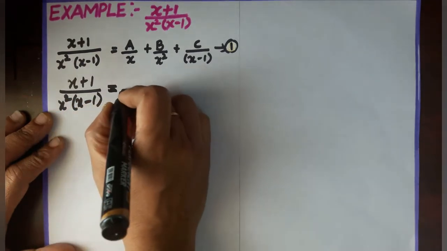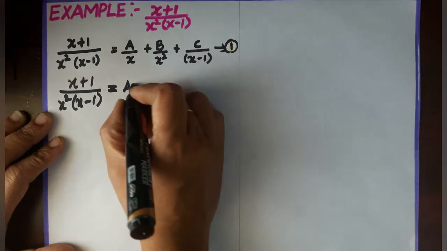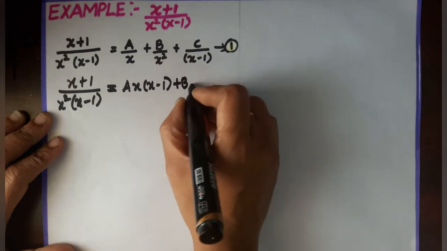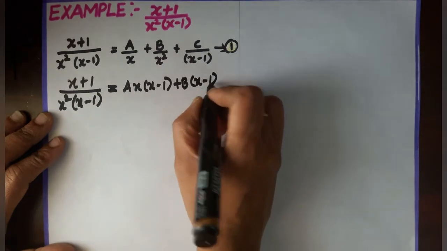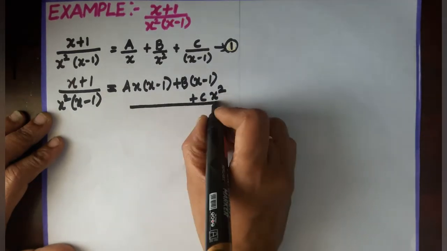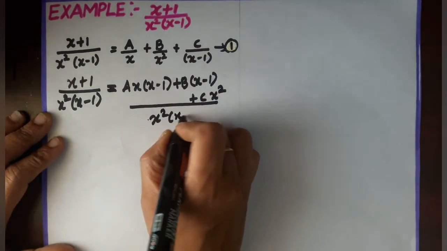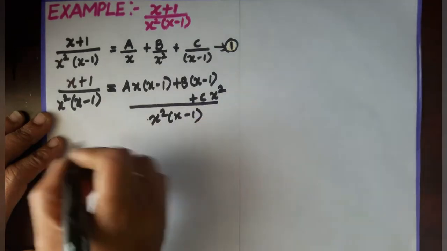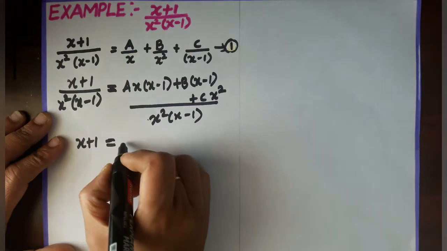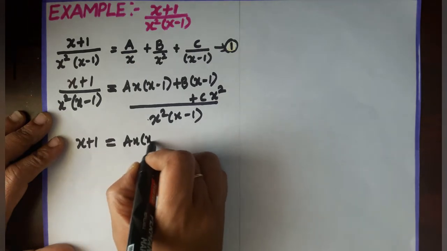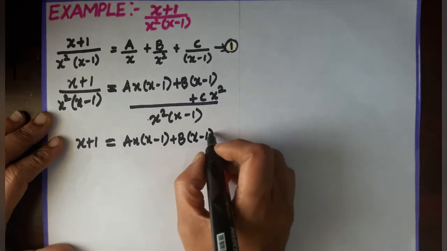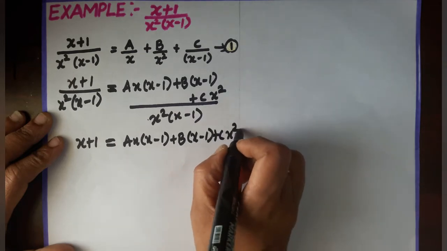Then we get a into x minus 1 plus b into x minus 1 plus c into x square by x square into x minus 1. So cancel the denominator. Then we have x plus 1 equal to a x into x minus 1 plus b into x minus 1 plus c x square.